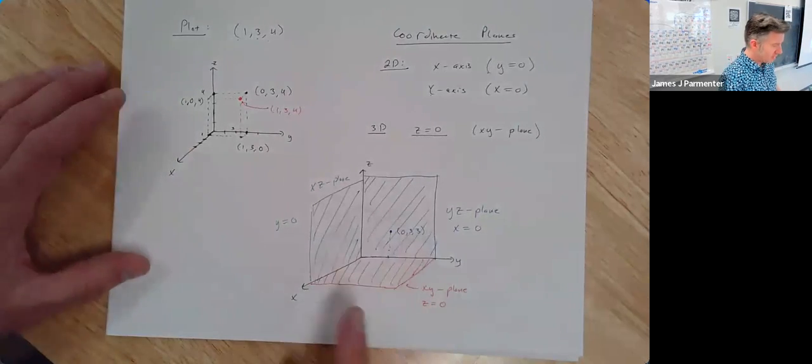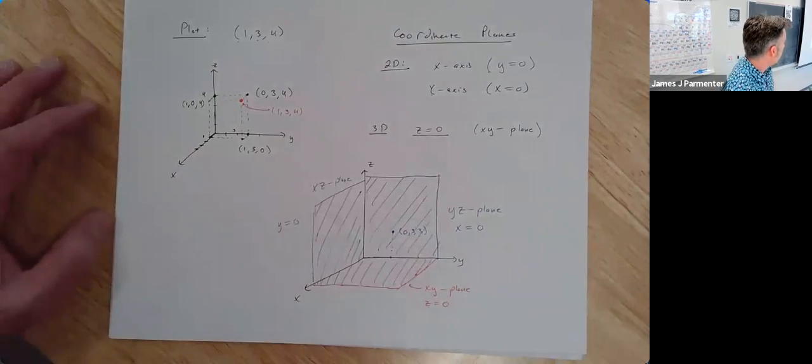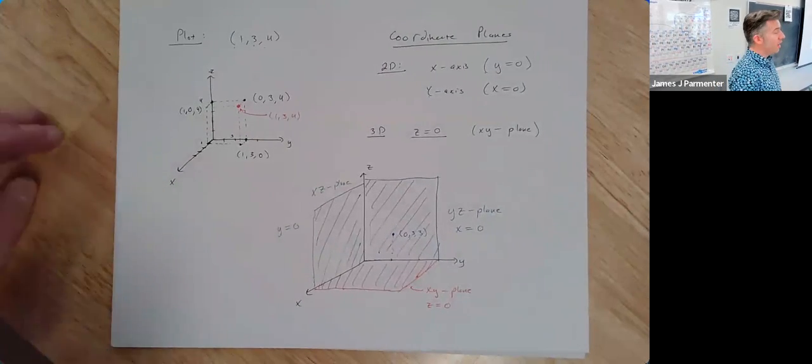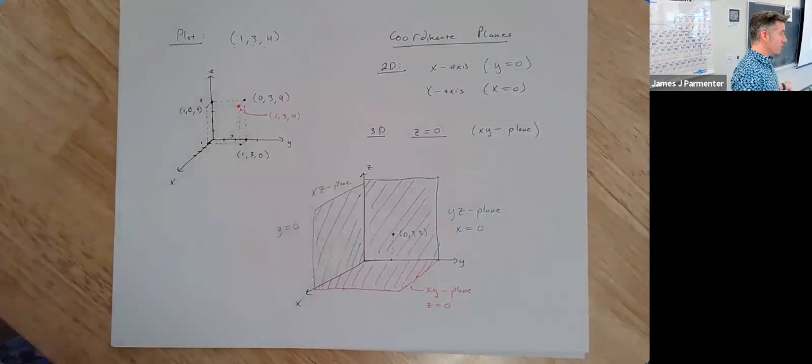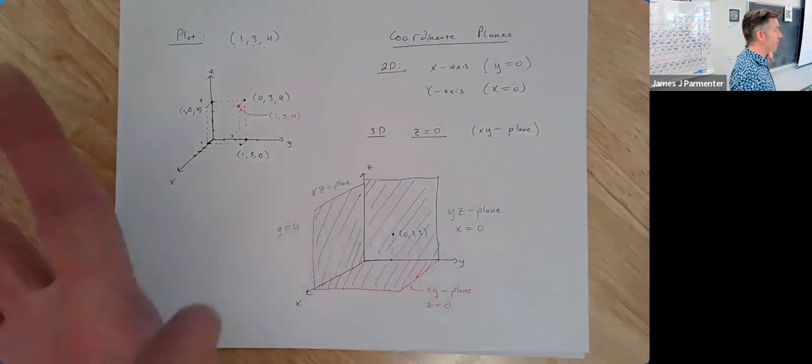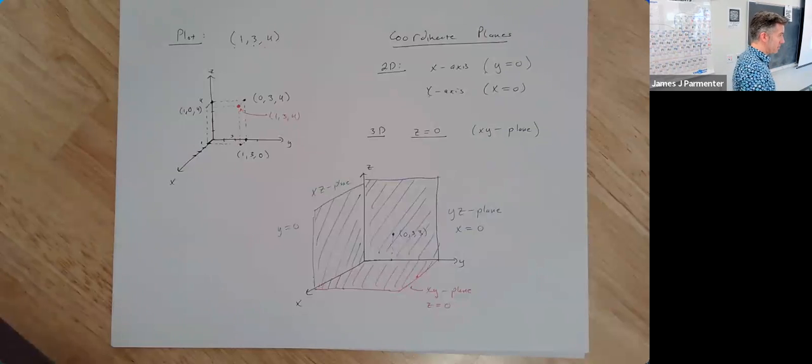The reason we talk about this specifically is a lot of times we'll talk about the trace of a graph or of a function of 3 variables. And the trace is just what you get in each of the 3 coordinate planes, which I think he mentioned in his notes here. Yes, he did.